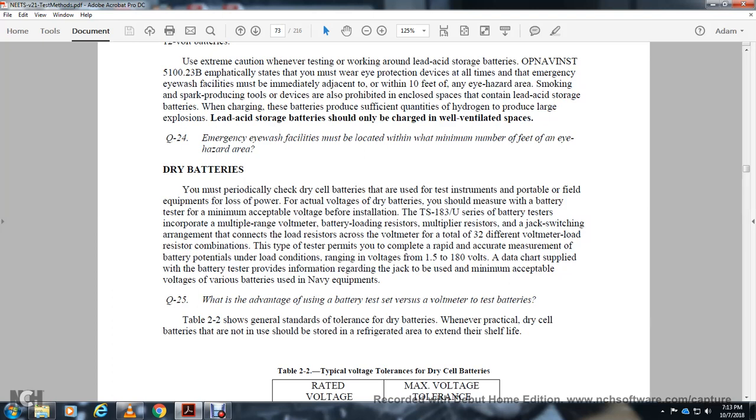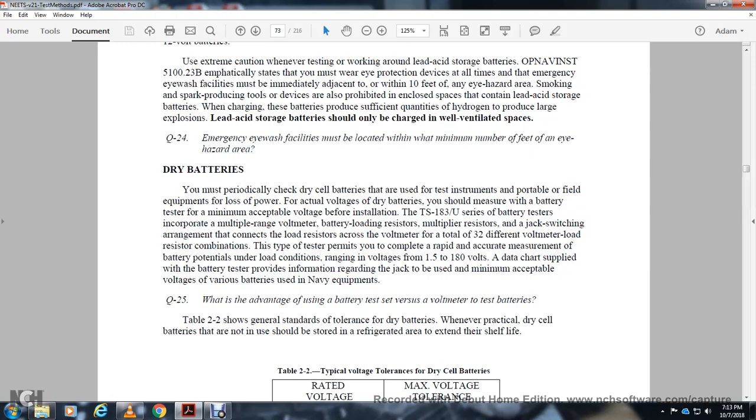The incorporated multiple range voltmeter of the battery tester has a multi-resistor switch arrangement that connects the load resistor across the voltmeter, with 32 different voltmeter and load resistor combinations. This type of tester completes a rapid, accurate measurement of the battery potential under load conditions, for voltages ranging from 1.5 to 180 volts.